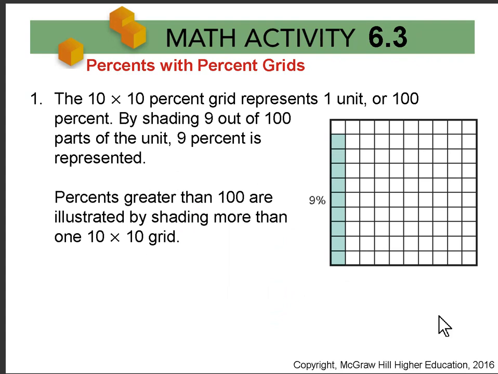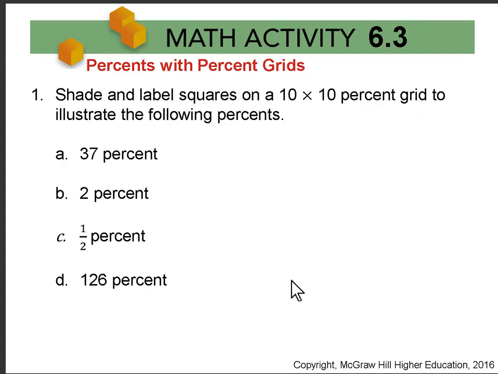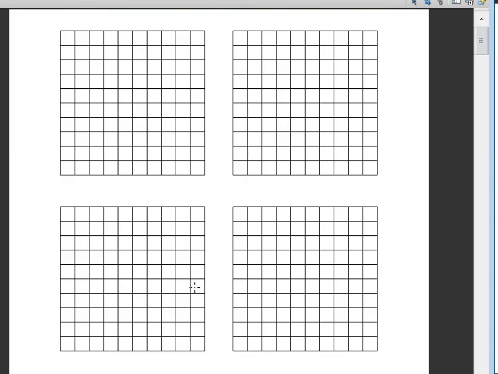In the first question, we introduce the percent grid. The 10 by 10% grid is 100%. You can see here that 9 squares are shaded. That's 9%. Then we ask you to shade 37%, 2%, 0.5%, and 126%. For percents greater than 100, you'll need more than one grid. Remember to use your 10 by 10 grids or 10 by 10 space marked on graph paper.